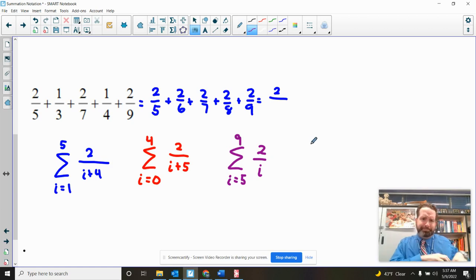So the takeaway, once you have identified that structure, in the blue, in the red, in the purple, all of these are fine. It is then just up to you to pick which one you think is best for what your current circumstances are. All things being equal, I generally like to start with an index of 1 or 0, but in this case, it's just so much simpler looking to start at 5 that I would probably choose to start here with 5 and go from 5 to 9.